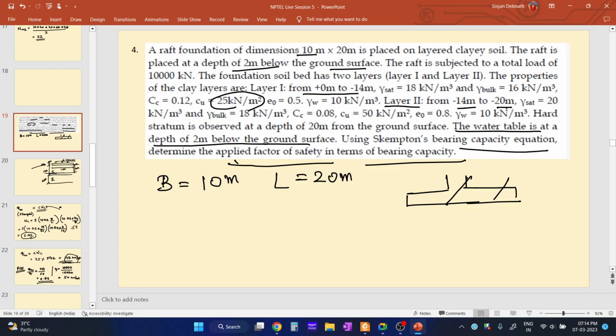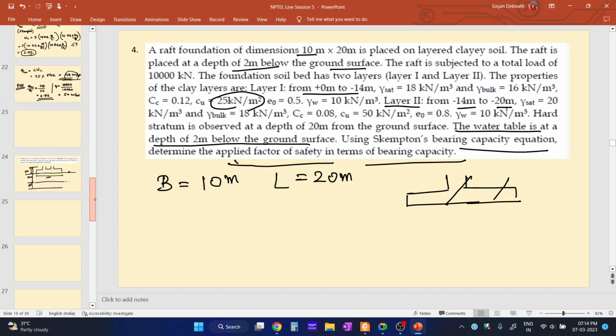All the soil parameters are given over here: the unit weights, the compression index, the undrained cohesion, the initial void ratio, the water table, and the unit weight of water. Everything is given over here. We just need to find out the consolidation settlement.